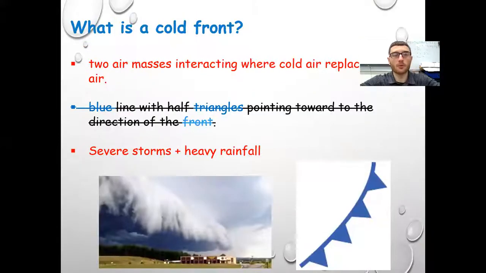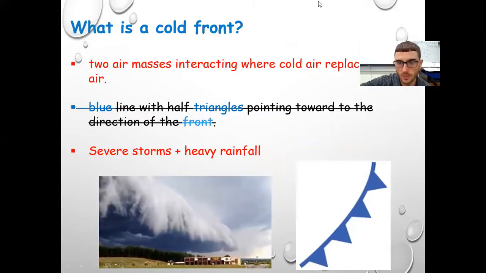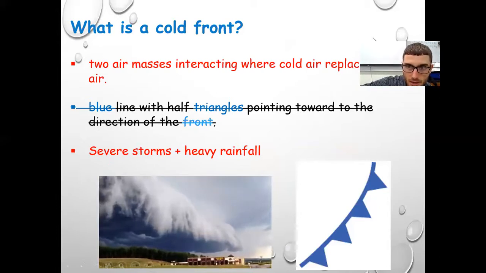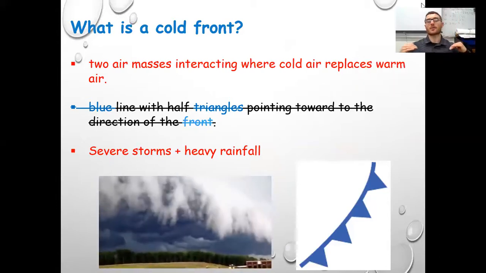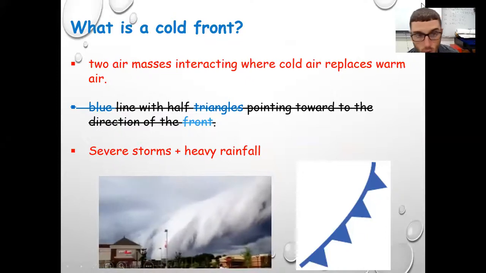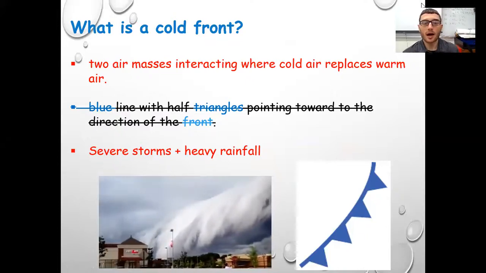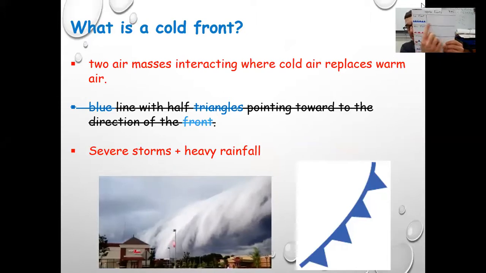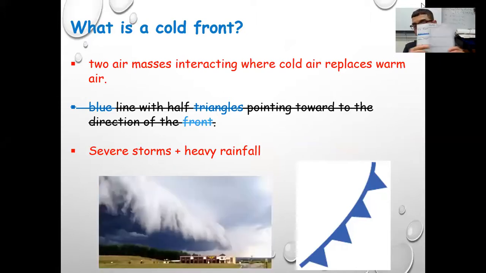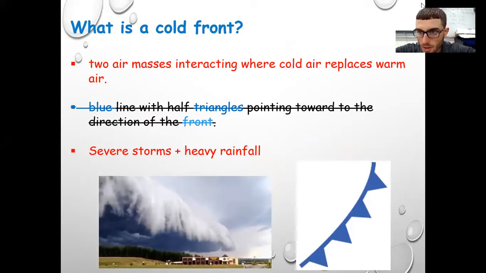Okay, so for cold front, what do I want you to know? I just want you to write what's in red. Last thing we're going to write for the day. Like we just said, guys, it's two air masses interacting where cold air replaces warm air. And that includes severe storms and heavy rainfall. So again, we're just going to write it right here.